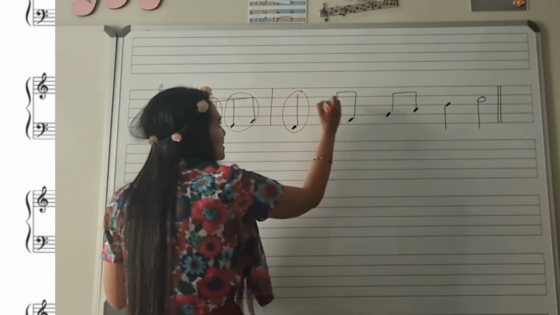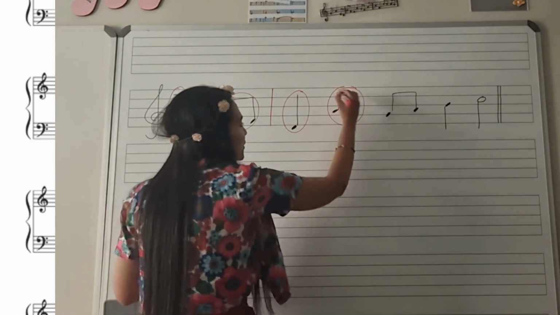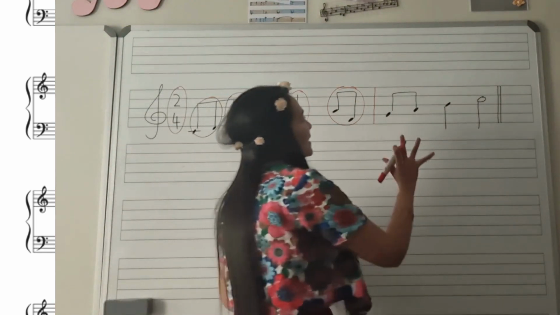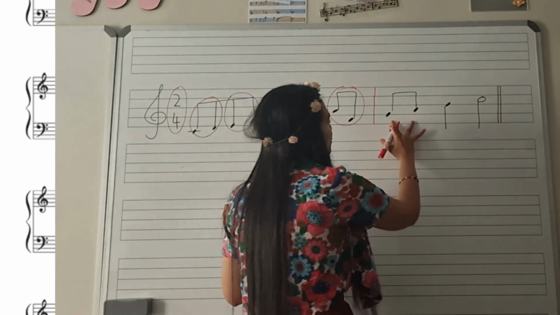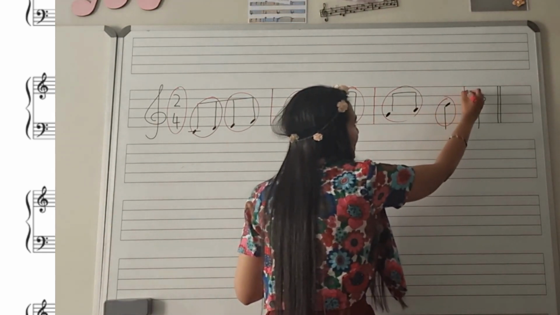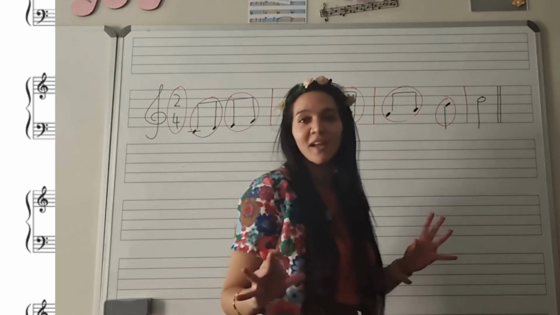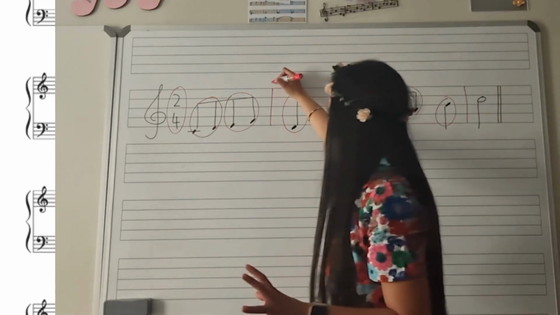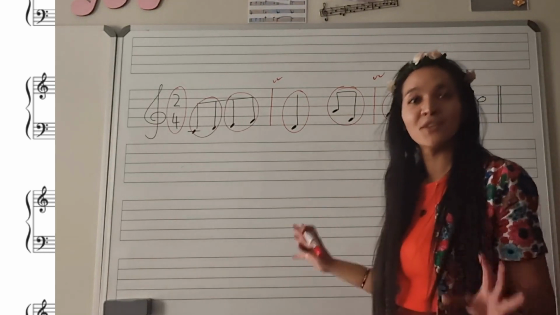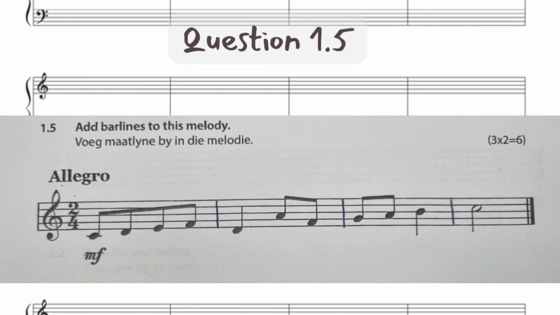Here's a single crotchet. These 2 quavers will add up to a single crotchet. I can put a bar line after 2 crotchet beats. Then there are 2 quavers that equal a crotchet, another crotchet beat, and I can put another bar line there. Each bar line that you draw will add up to 2 marks. So bar line, bar line, bar line, and for this question you can get 6 marks.